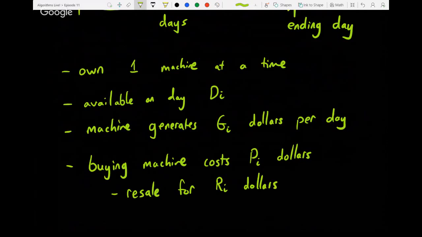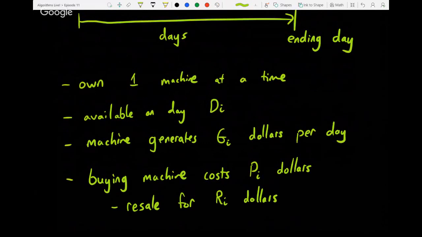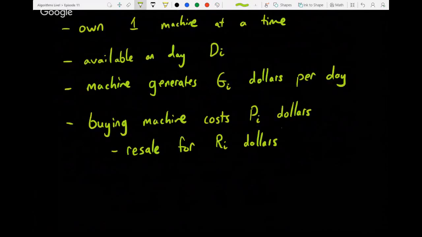So the machine becomes available. If you have PI dollars, you can buy this machine. Once you have the machine, you can start using it the next day. And it will make you GI dollars per day every single day after that. And then after you're done with the machine, like you actually don't want it anymore, you can sell it back for RI dollars. So how do you buy machines? Well, you're given some initial money.